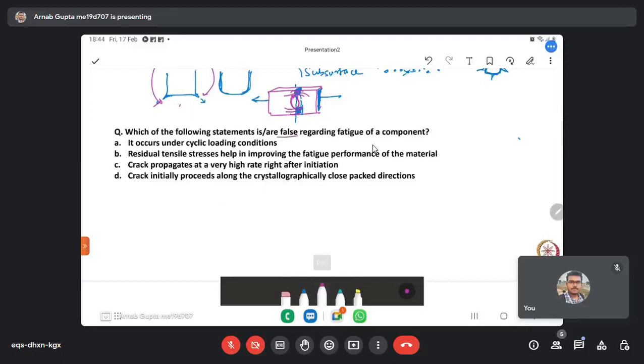So residual tensile stress helps in improving the fatigue performance of the material. Okay, so generally residual compressive stresses help in. So why so?